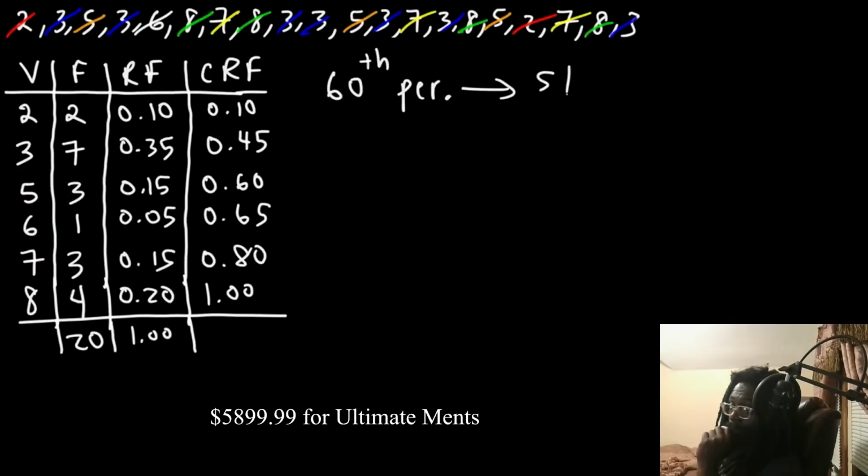So you have to do 5 plus 6 divided by 2. The average of 5 and 6 is 5.5. And so that's going to be the 60th percentile. Now what about the 80th percentile?